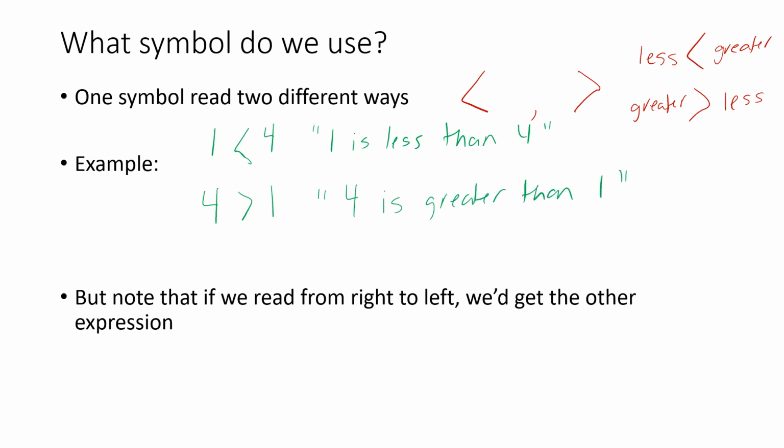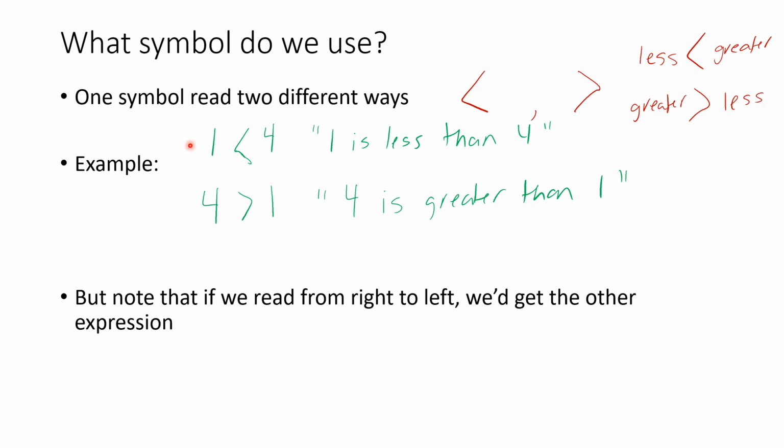Note that if we read the expression from right to left, we'd get the other expression. I think this might help a little bit. We don't normally read from right to left; normally we read from left to right. So we would say 4 is greater than 1 because the inequality is opening this way, and we know that this is always the bigger quantity. But watch if I turn it around and read it from the other direction. If I go this way, I'd say 1, and now the inequality is pointing at the 1, which means this is the smaller quantity. So we would say 1 is less than 4.